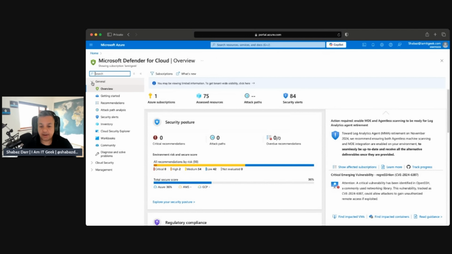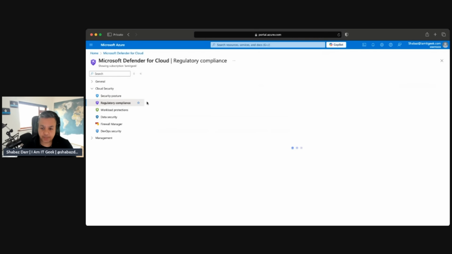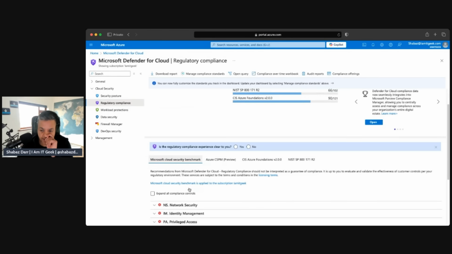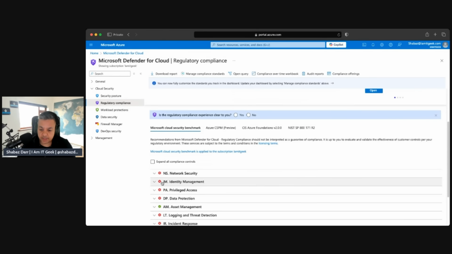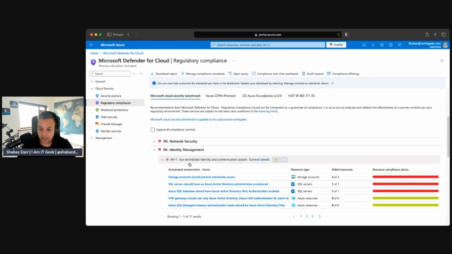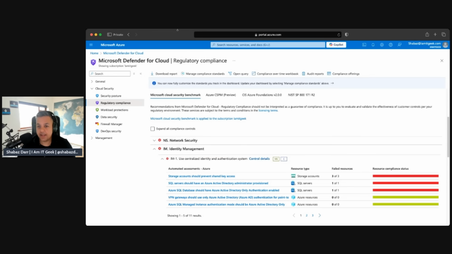We're in the demo portal again, and I want to go to cloud security. I want to go to regulatory compliance, and specifically I want to look at the Microsoft Cloud Security Benchmark. We're going to look specifically at identity management. I want to look at the actual identity compliance controls that we can implement, to again help us with that concept of identity as the new perimeter.